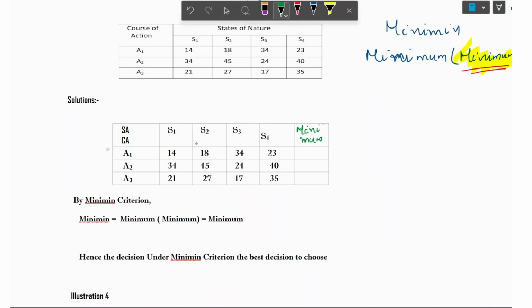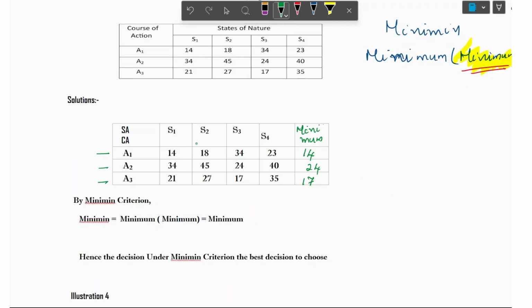Okay. Now see here, again A1, A2, A3. That means A1, these are the values. What do you want to find? The minimum value among A1, that is 14, 18, 34, 23. That is 14. Here 34, these values, that is 24. Here the values, that is 17. Therefore, these are the 3 values which are minimum for courses of action A1, A2 and A3.